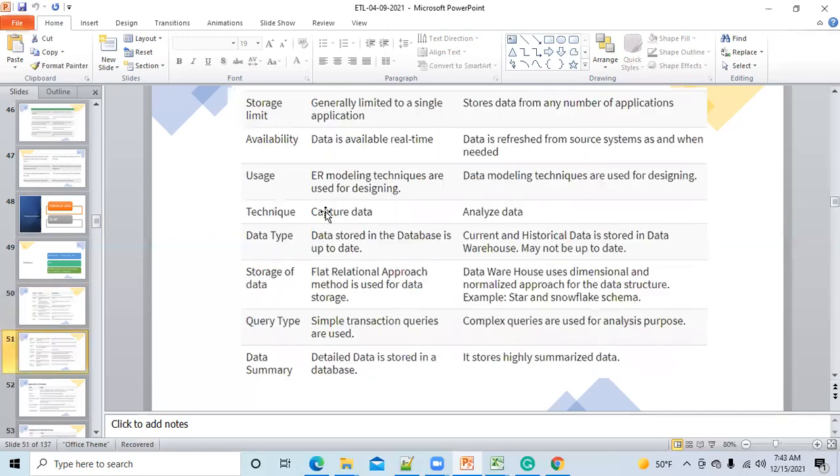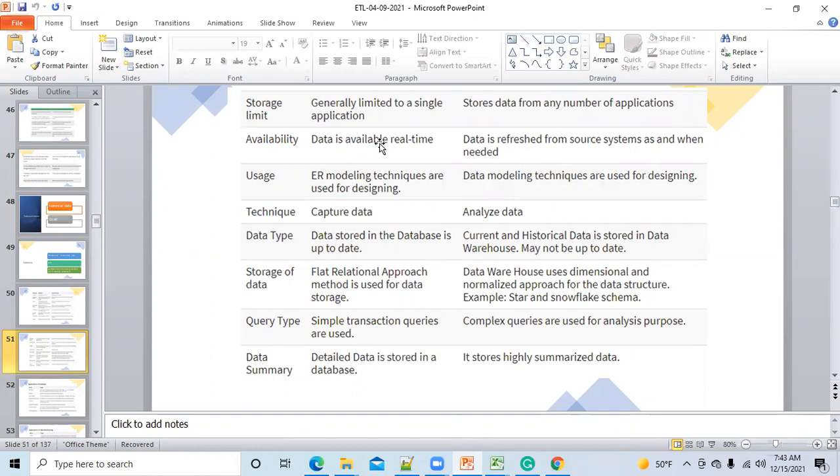These are a few more points. I have taken a lot of points here, so don't get afraid thinking I have to remember all these points. Don't remember them, just understand them. All these points are more or less the same. The storage limit of a database is generally limited to a single application. Here you have a number of applications.